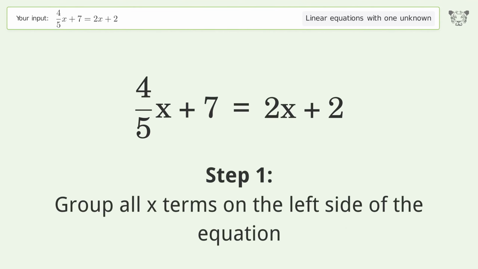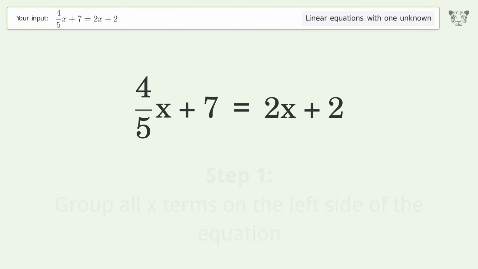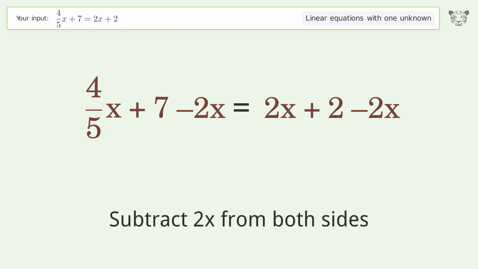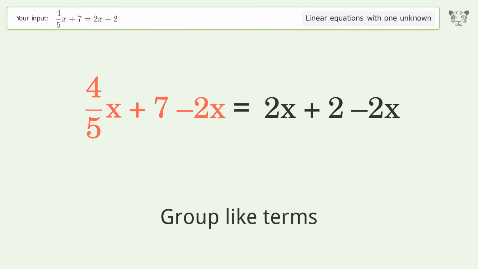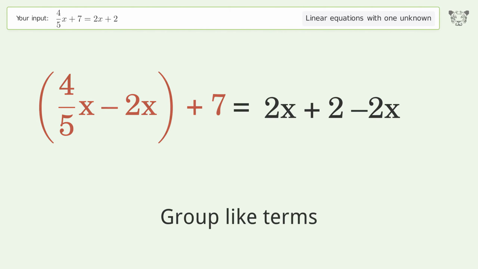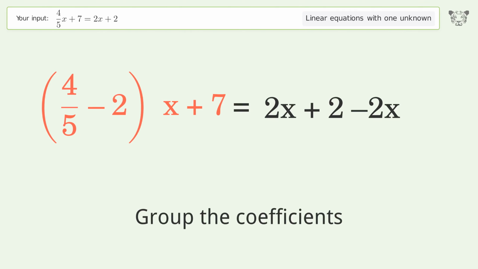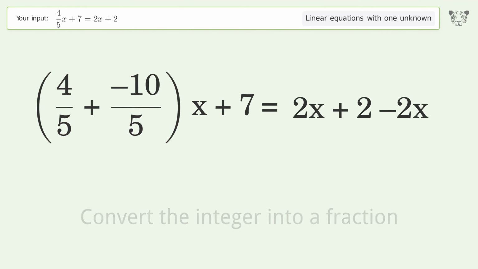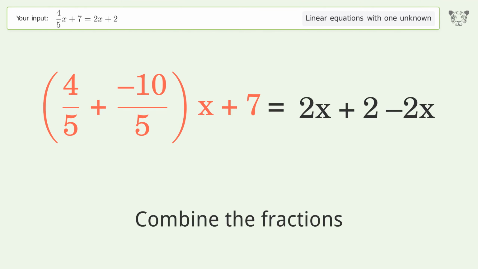Group all x terms on the left side of the equation. Subtract 2x from both sides. Group like terms. Group the coefficients. Convert the integer into a fraction. Combine the fractions.